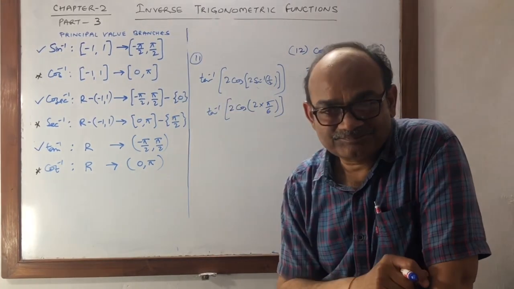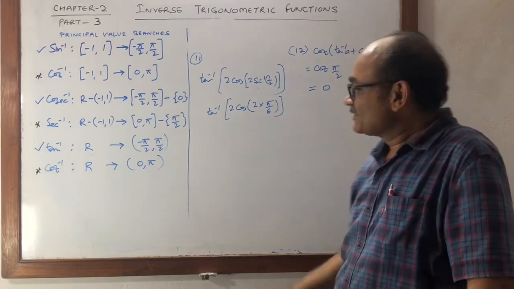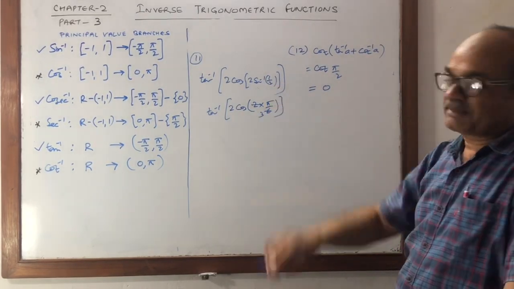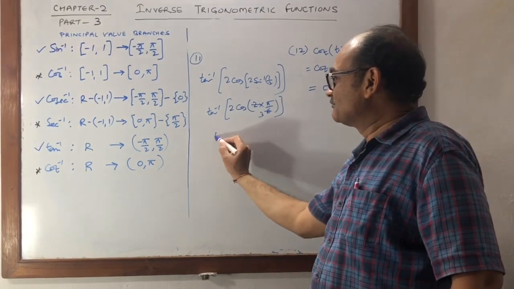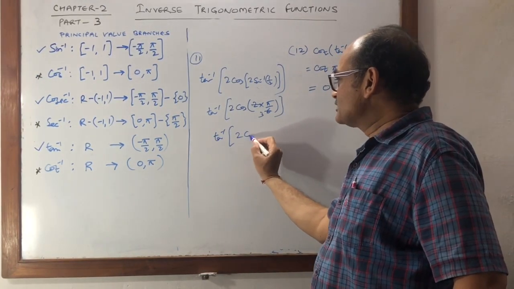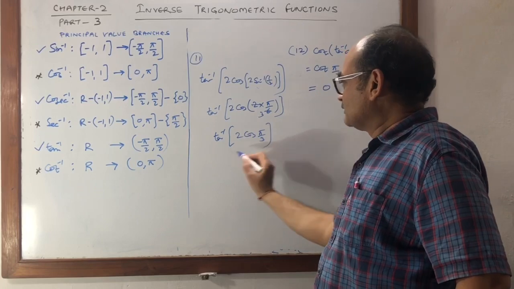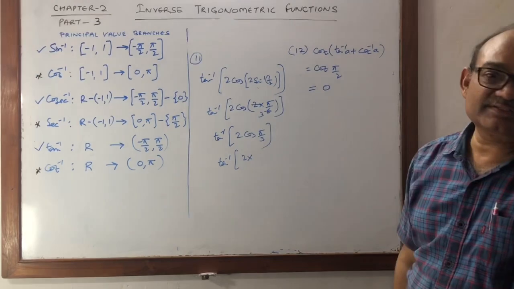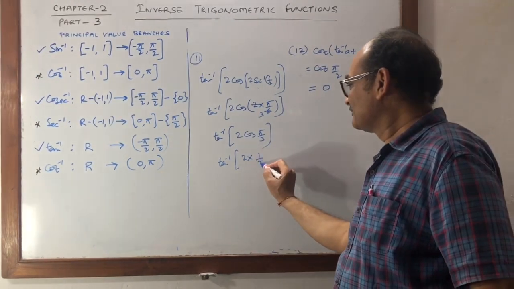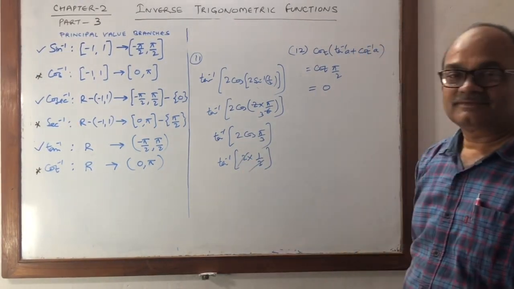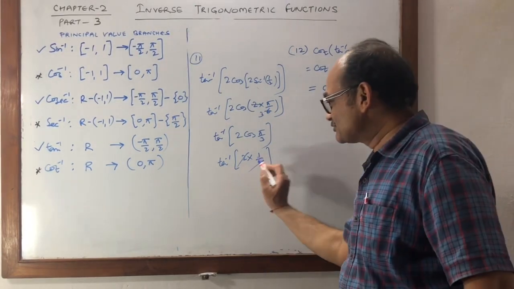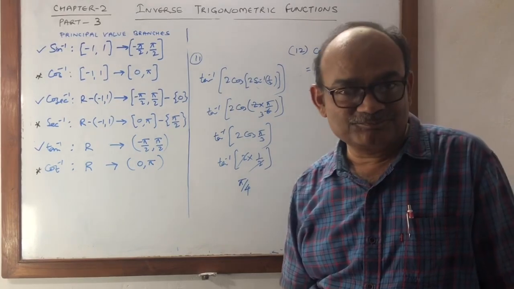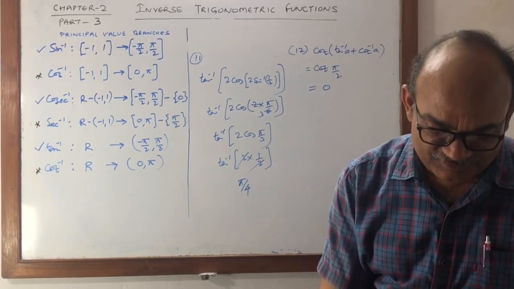Correct or not? Exercise number 1. This is pi by 6, the 2 cancels out. This will become cos pi by 3. That is cos 60. And cos 60, 10th class, 2 cos 60 means 1. The answer is tan inverse 1, and tan inverse 1 is nothing but pi by 4, first group. These type of questions.